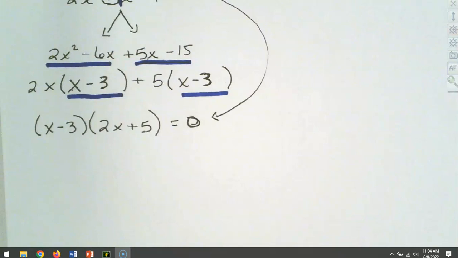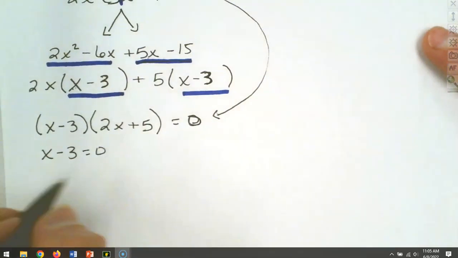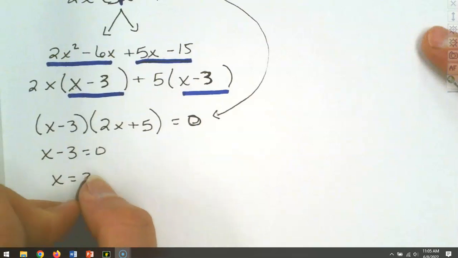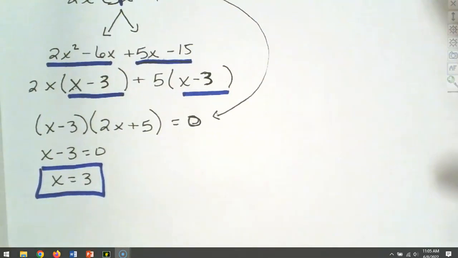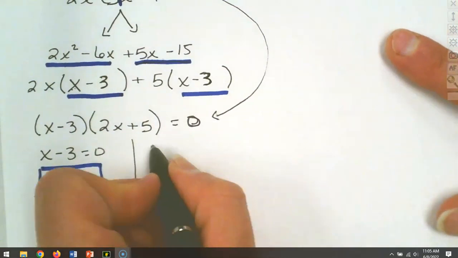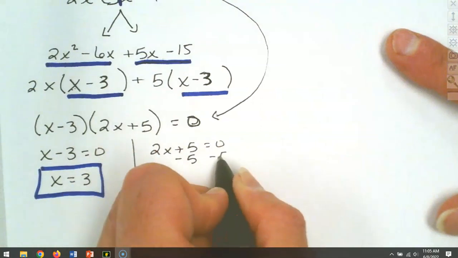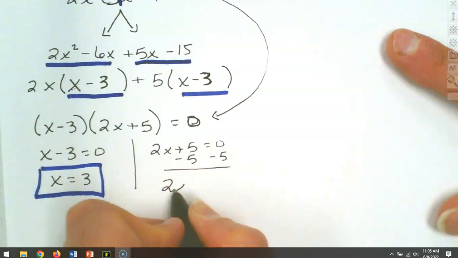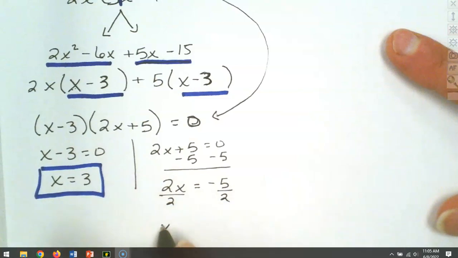Is everyone with me so far? Now we've got it factored. So what do we do? We said each piece is 0. So x minus 3 equals 0. Move that 3 over. So that gives you x equals 3. We just switched the signs. We moved it over. The other one, we've got to do a little bit of algebra on. So 2x plus 5 equals 0. Move our 5 over. So 2x equals a negative 5. We'll divide by our 2. And so x now equals a negative 5 over 2.